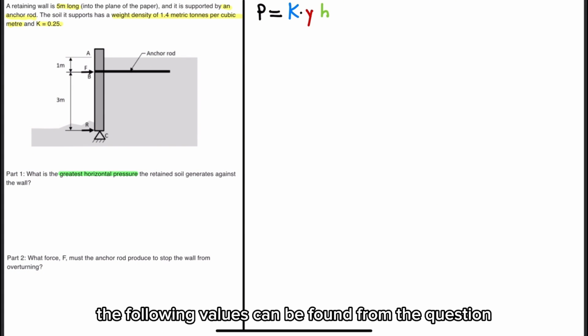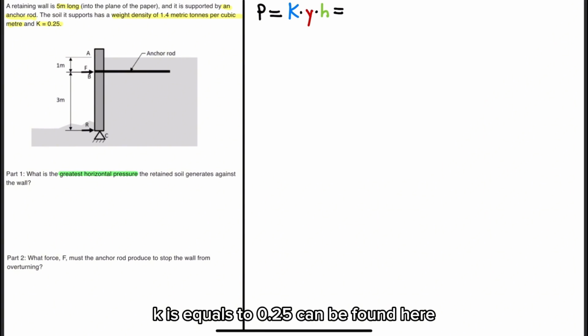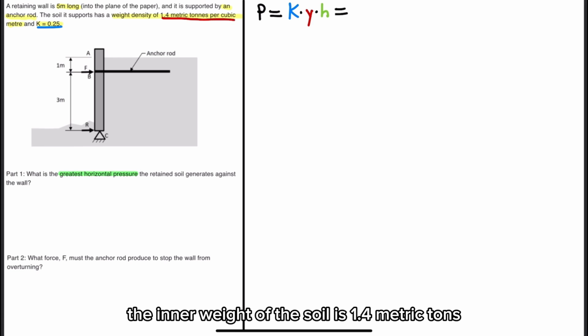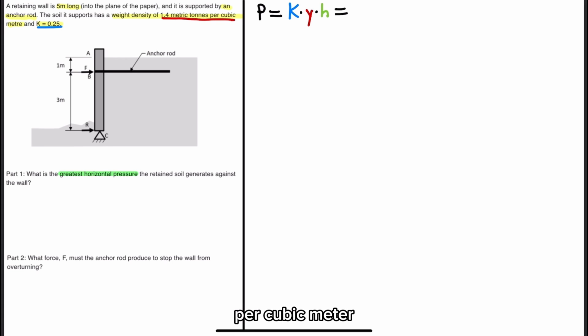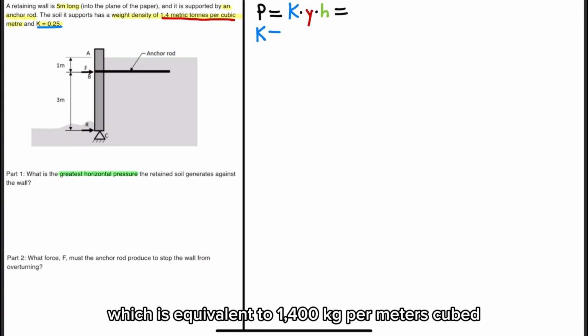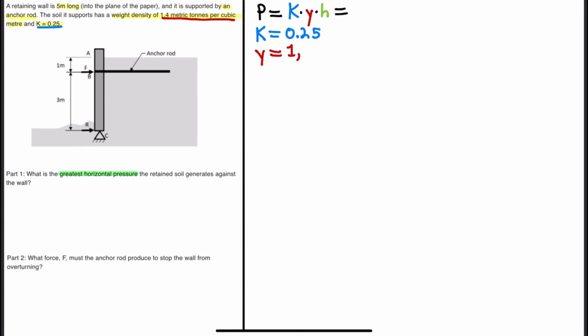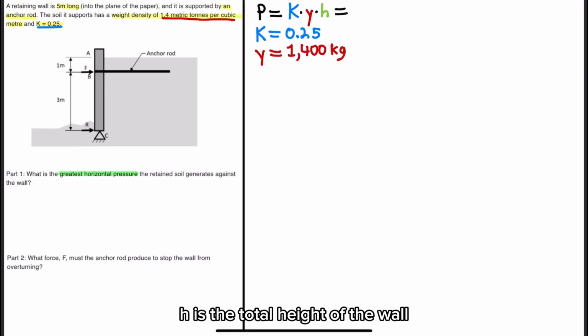The following values can be found from the question. K is equal to 0.25, which can be found here. The unit weight of the soil is 1.4 metric tons per cubic meter, which is equivalent to 1,400 kg per meter cubed. H is the total height of the wall, which, from the diagram, is 4 meters.